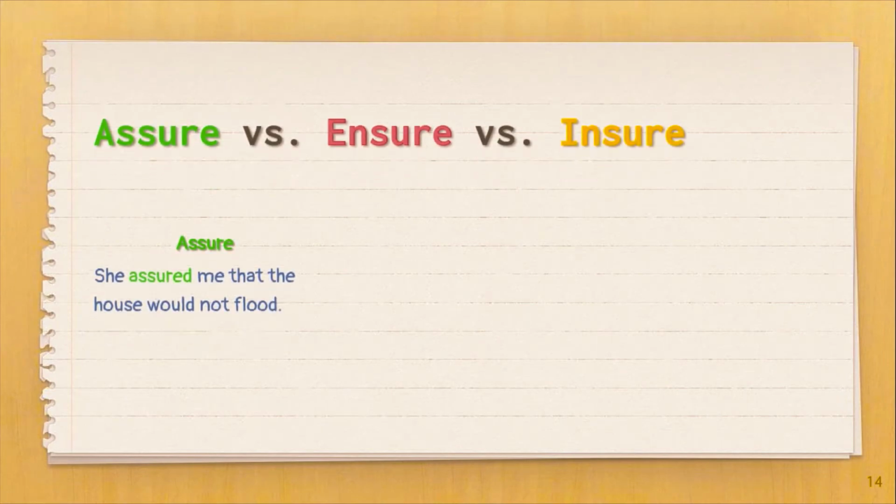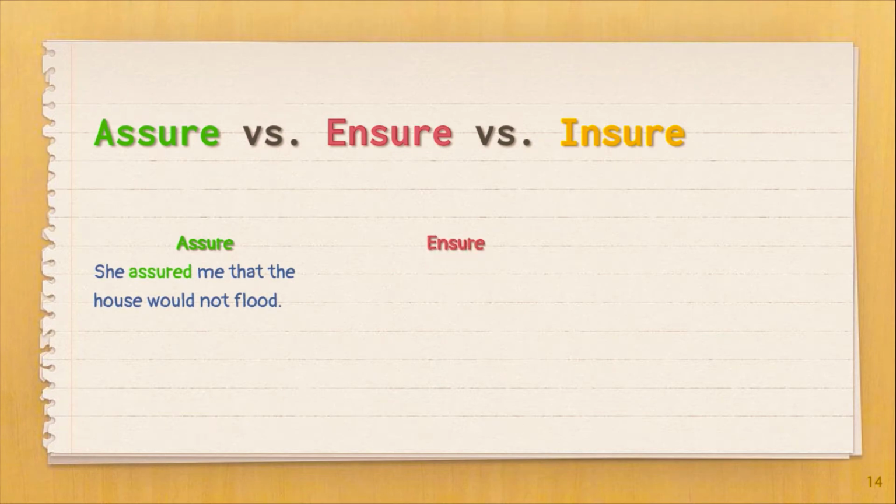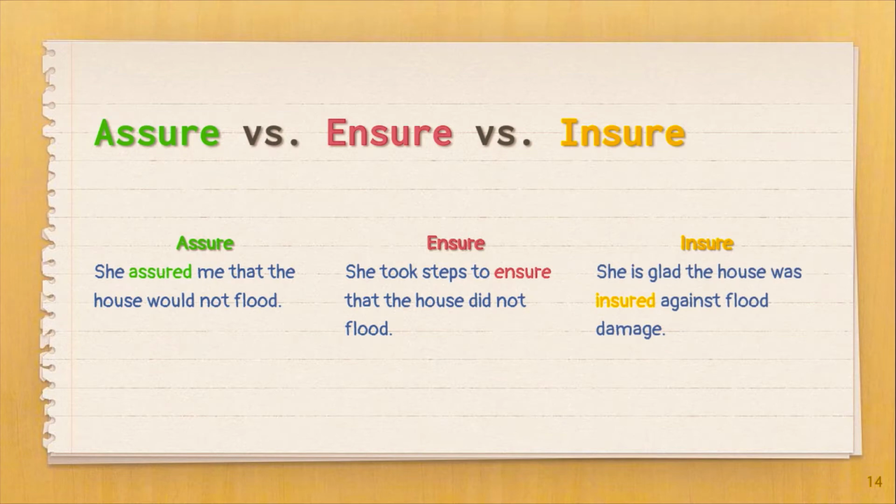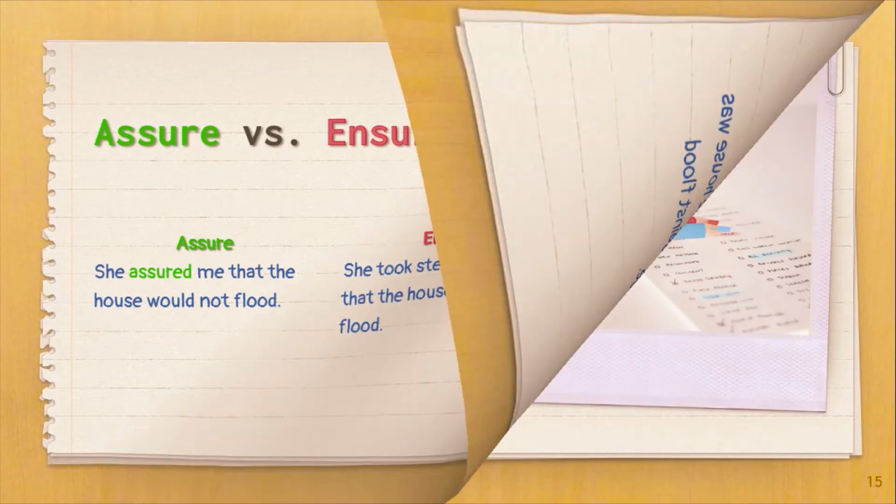Assure. She assured me that the house would not flood. Ensure. She took steps to ensure that the house did not flood. Insure. She is glad that the house was insured against flood damage. So, the three were presented differently, with different categorical meanings.